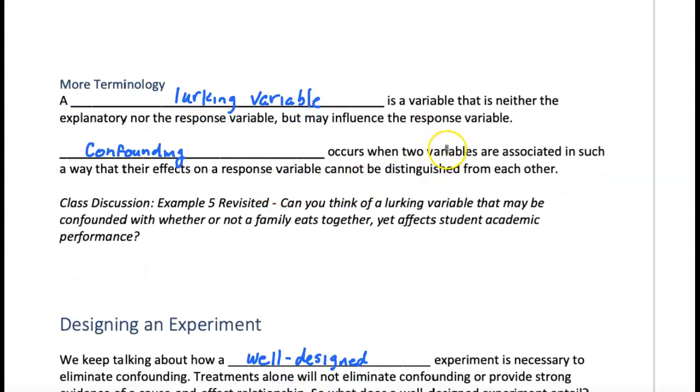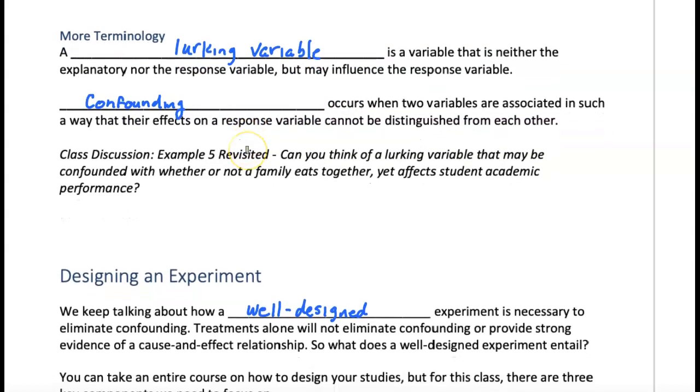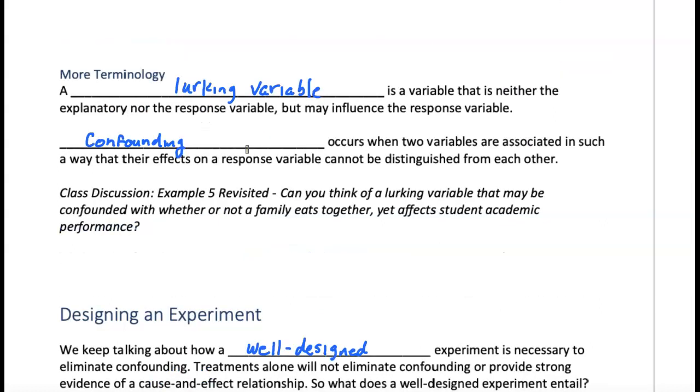And confounding occurs when two variables are associated in such a way that the effects on a response cannot be distinguished. Confounding is the idea that we have two variables, and I'm not sure which one is the actual one. They both seem to be doing it, but I don't know which one is actually having influence on the response variable. So we have some confounding occurring. We're not sure, and that's slightly different than what we call a lurking variable.